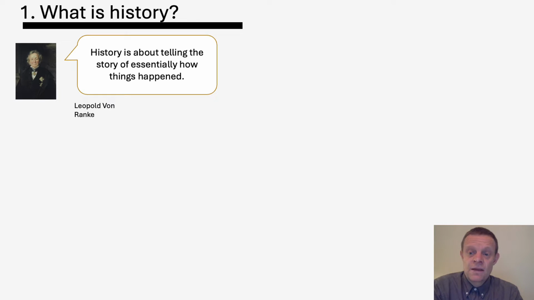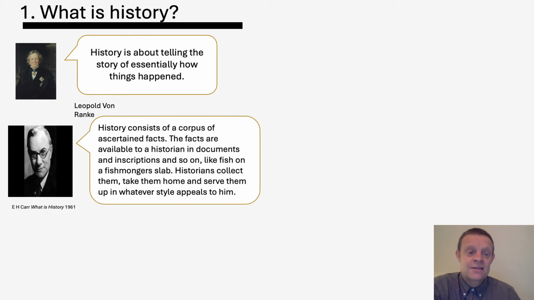Fine for the time, but this approach, according to E.H. Carr in 1961, was a preposterous fallacy. And Carr was very important. In 1961, Carr argued that history consists of a corpus of ascertained facts. The facts are available to a historian in documents and inscriptions and so on, like fish on a fishmonger's slab. Historians collect them, take them home, and serve them up in whatever style appeals to him.